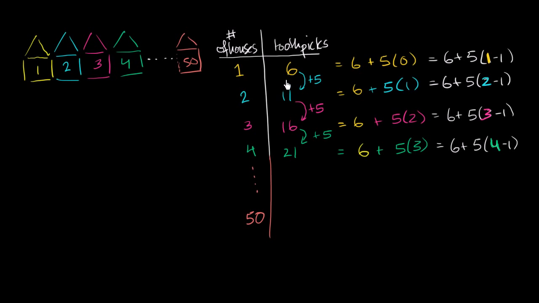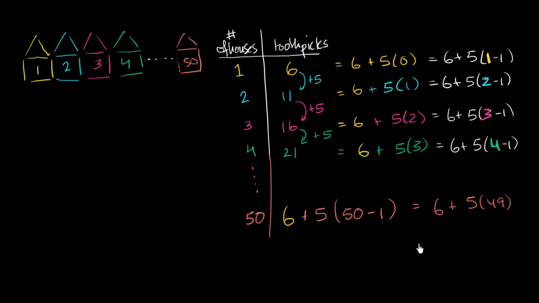starting with our 6, the first house requires 6, and then we're going to add 5 for each incremental house. And how many incremental houses are there going to be? Well, they're going to be 50 minus 1 incremental houses. Why minus 1? Well, you already built one of them with the 6. Then for every extra one, so there's going to be 49 extra houses, you're going to add 5 toothpicks apiece. So this is going to be equal to 6 plus 5 times 49, and that is 245.